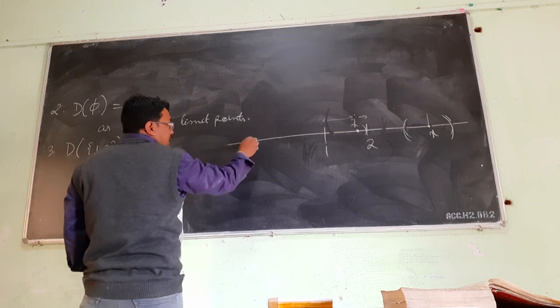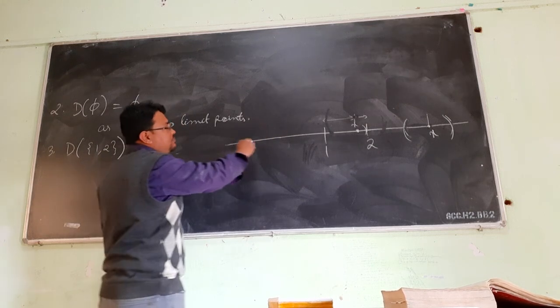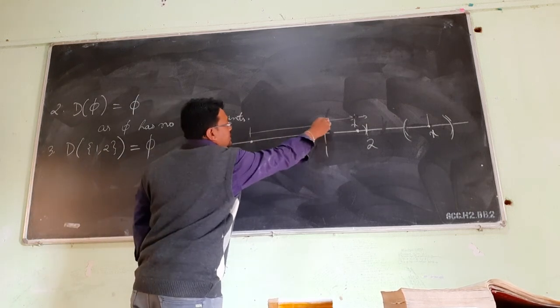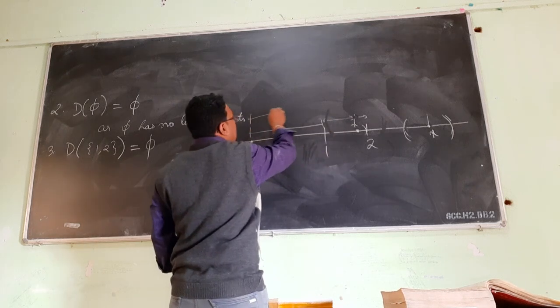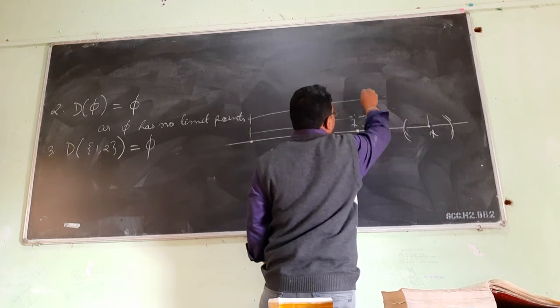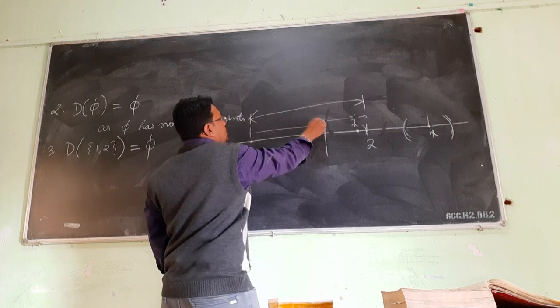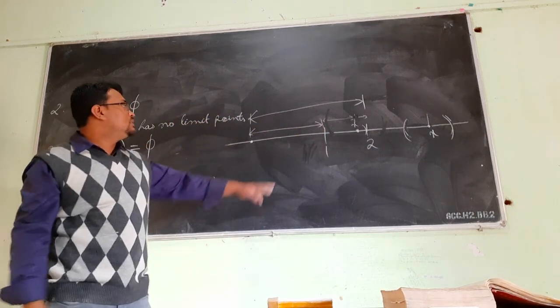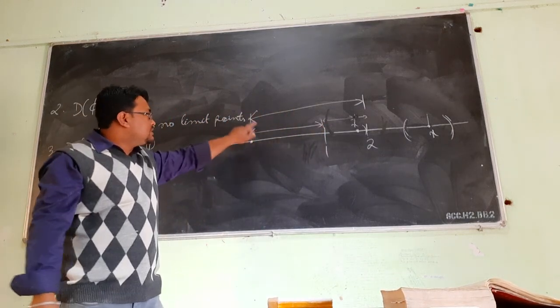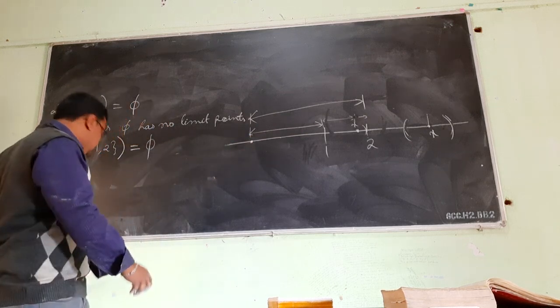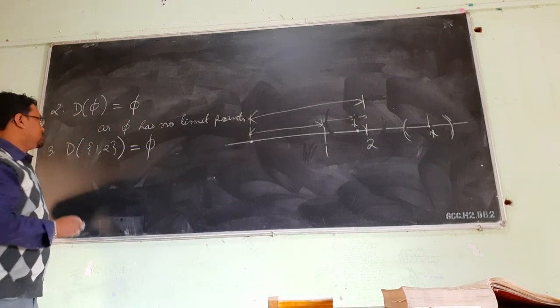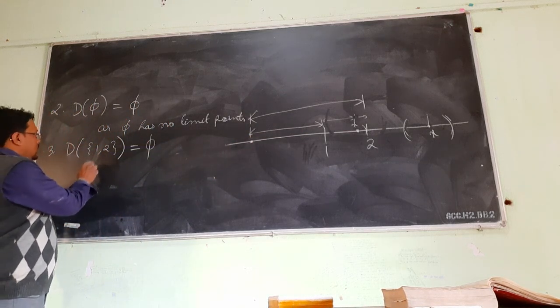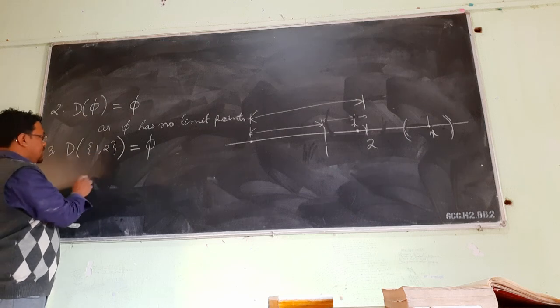So when x is on this side also, the same thing. We will take the distance which is the minimum of these two distances. We will construct an open interval such that the radius is the minimum of these two distances. Then it will not contain the points 1 and 2. So how to show this? The derived set of this is empty.